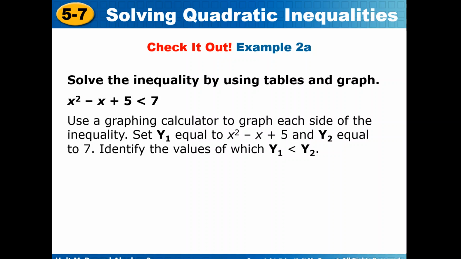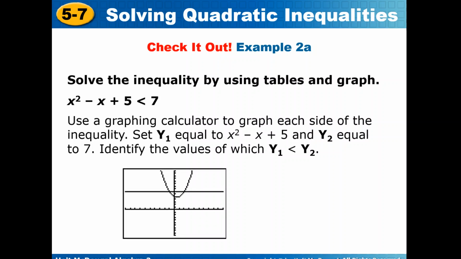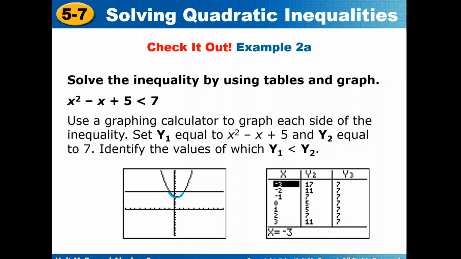All right, here's another one you're going to solve. Use your graphing calculator to graph each side of the inequality. And when we do that, we see our graph that looks like this. All right, so we want to know when it's less than 7. So we're going to be looking down below here. All right, and so when you put it in the graphing calculator, we can see when it's less than. And it's only less than in this little section here from 0 to 1. Okay, so let's go ahead and see how that's written out exactly.